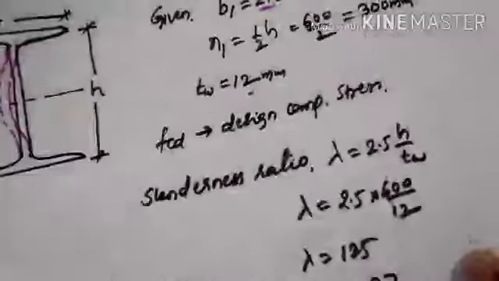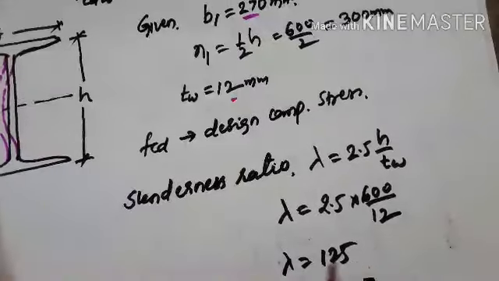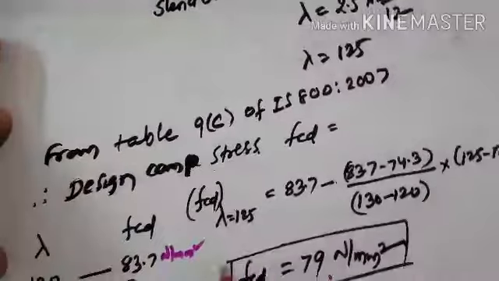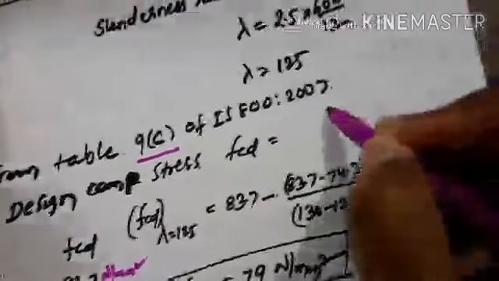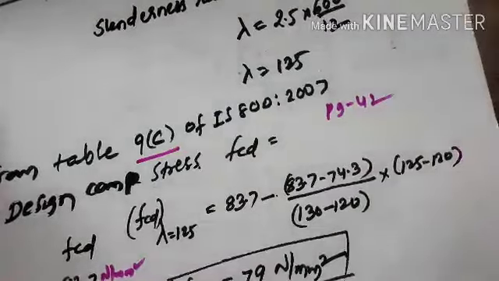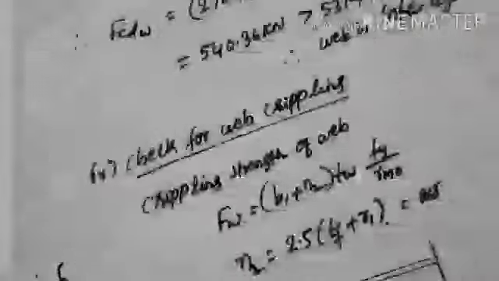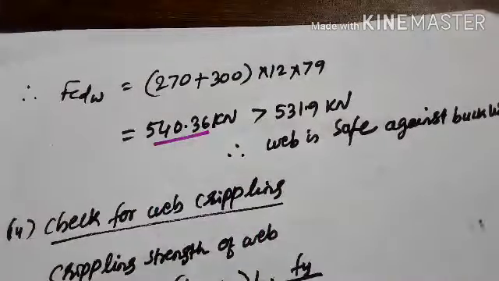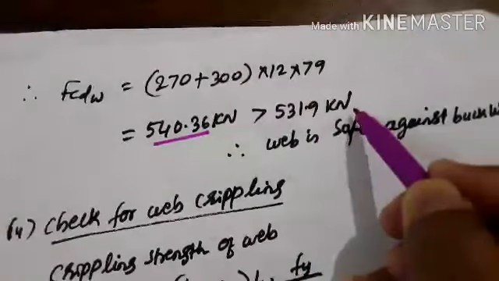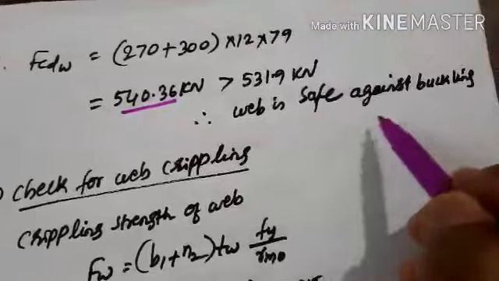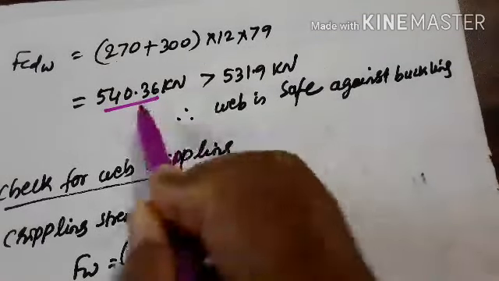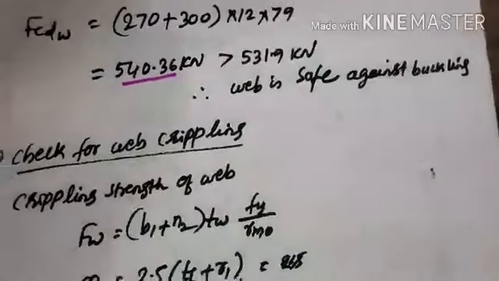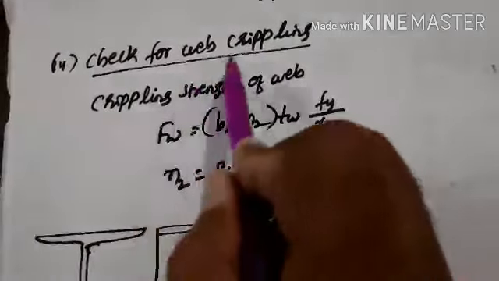It is very easy. To calculate the strength, you have to calculate the slenderness ratio, and for that slenderness ratio refer to Table 9C of IS 800:2007, page 42. Then calculate the buckling strength. We have got the buckling strength this much, hence it is greater than 531.9, so the web is safe against buckling. If you get less than this, you have to say stiffeners are required for the web against buckling. Similarly, check for web crippling.